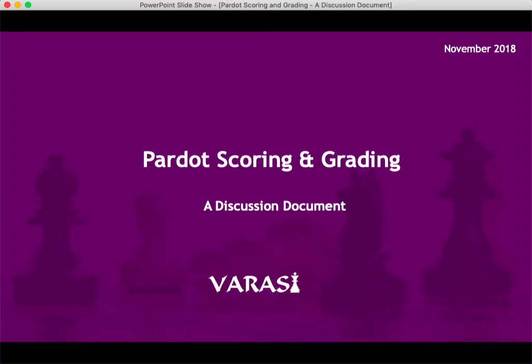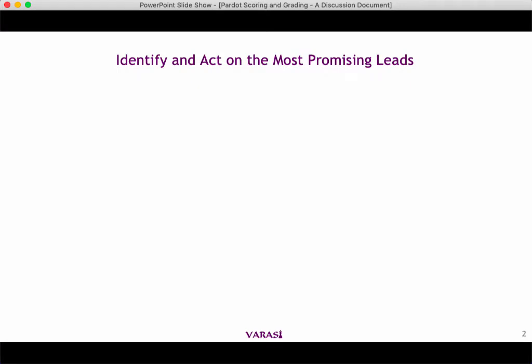This excerpt is on scoring and grading in Pardot. Now first, let me set the context for scoring and grading. As a marketer, you want to provide your sales teams with the most promising leads for them to follow up with. Now, score is a metric that you use to measure how interested a prospect is in your products and services and in your company at large.